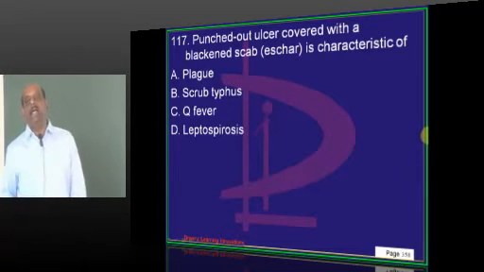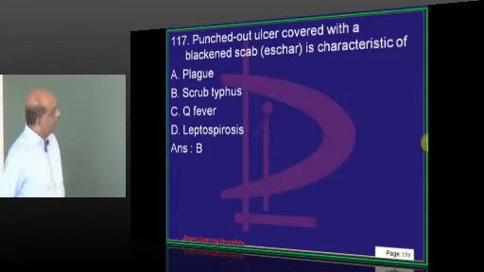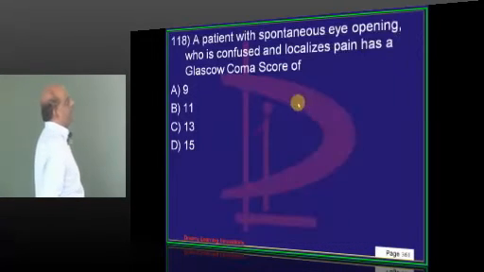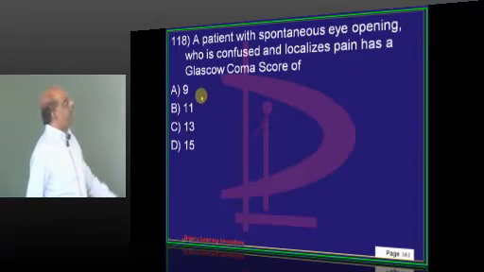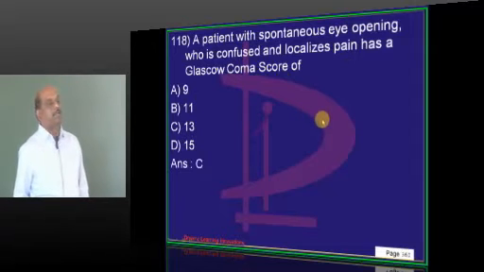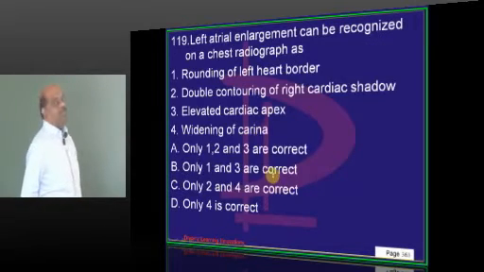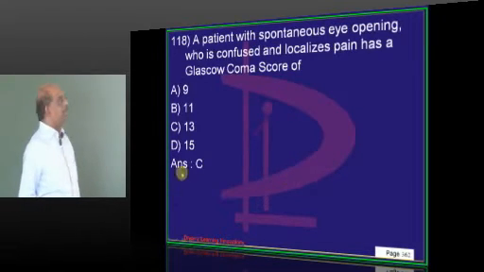Punched out ulcer with a blackened scab. Scrub typhus. It is basically scrub typhus. Spontaneous eye opening, who is confused but localizes the pain, is 13. Maximum is 15, minimum is 3. Okay.